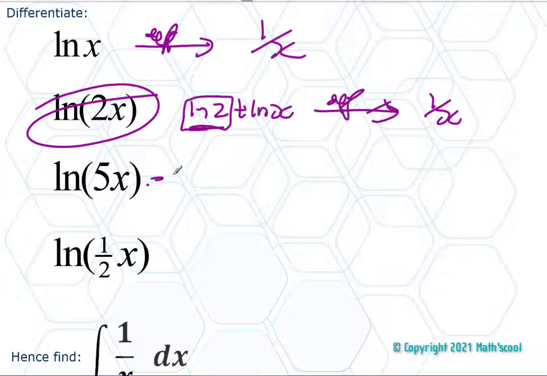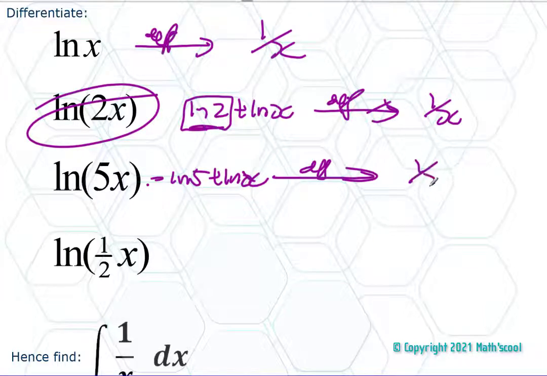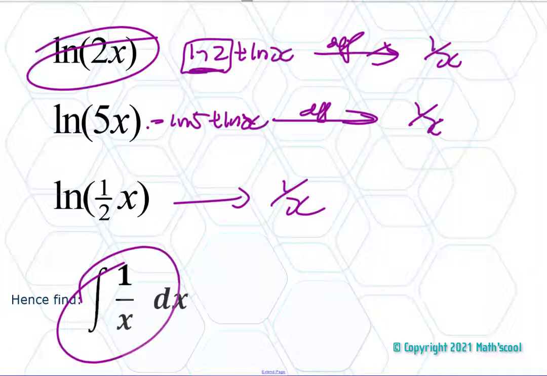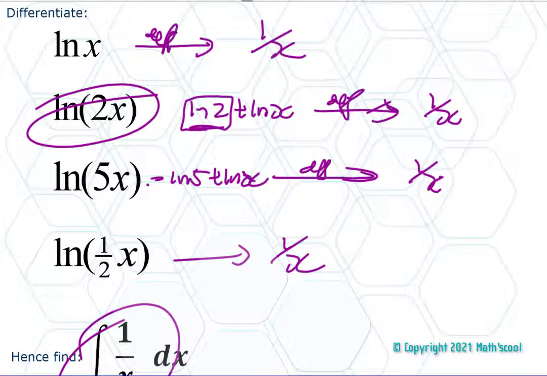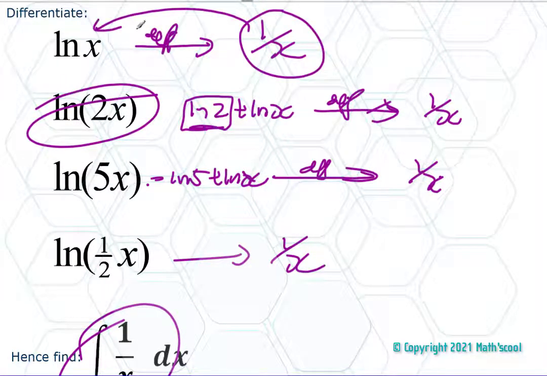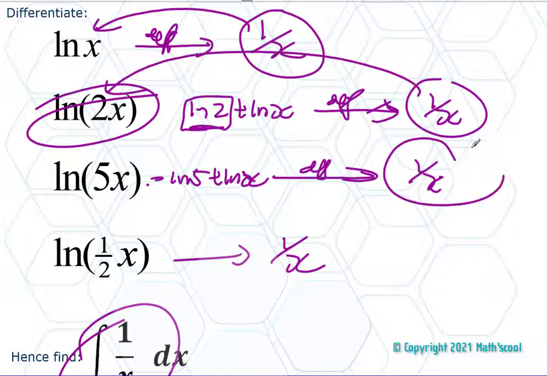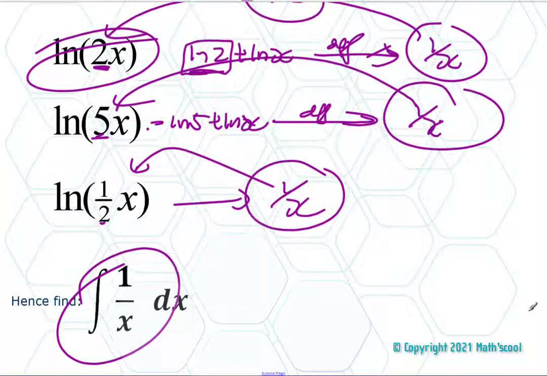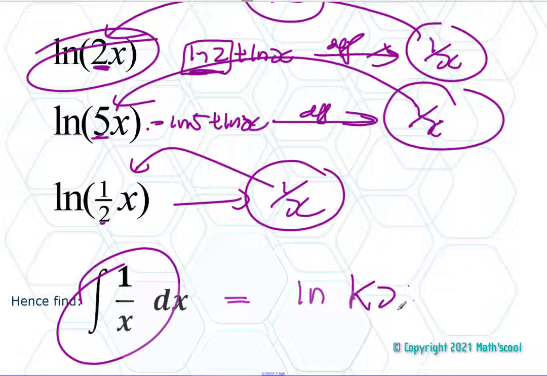Same here, you've got to expand it. Ln 5 plus ln x, then differentiate it, and the ln 5 is going to just disappear. Gives you 1 over x. Same here, differentiate, it's going to give you 1 over x. And then they ask, so what's the integral of 1 over x? Well, if differentiation and integration are the opposite of each other, then the integral of 1 over x could be that, or it could be that, or it could be that, or it could be that. And the difference between them is just this number in front of the x. So you might argue that the answer could be ln of kx.